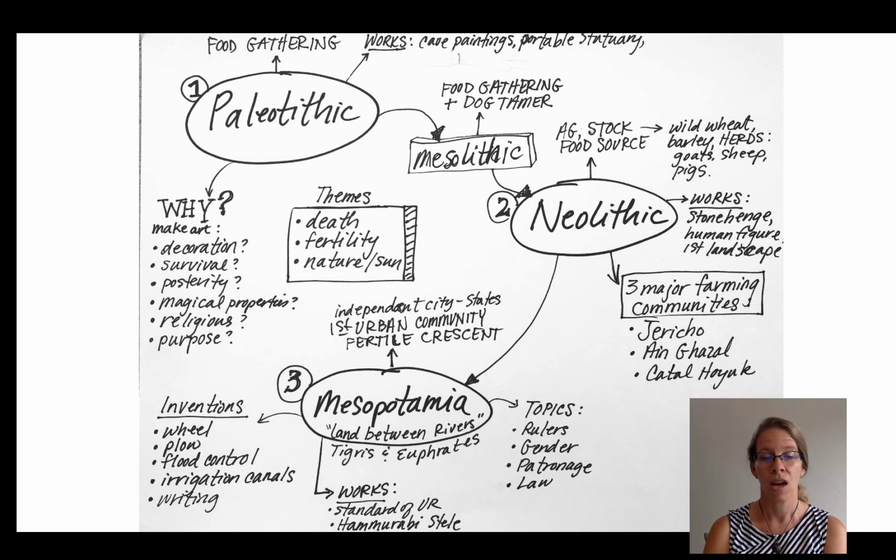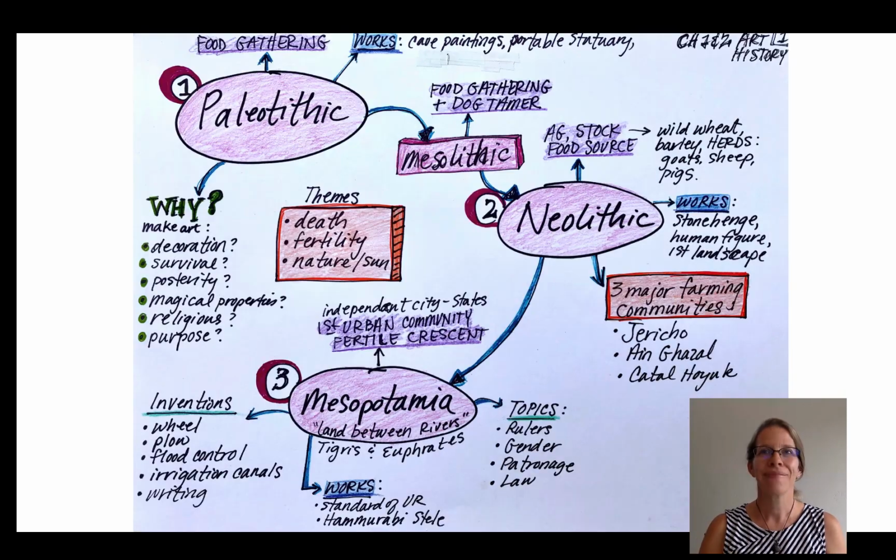And with that, we see artworks like the Stela of Hammurabi, we see the Standard of Ur, we have topics and themes around law, rulers, gender, and we do see some of our early patrons. So that's it for our quick summary of chapter 1 and 2.